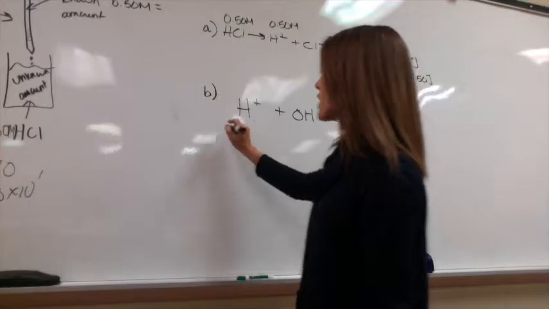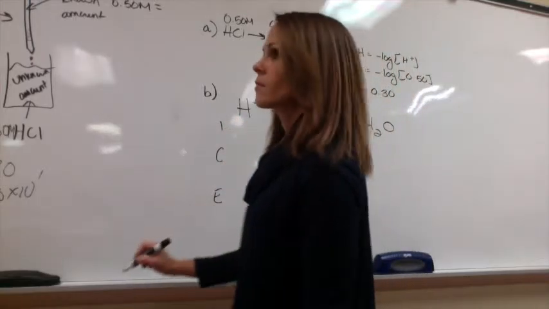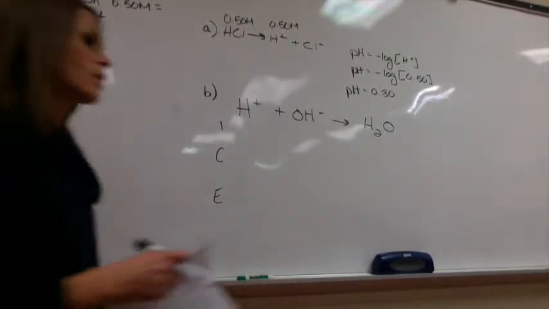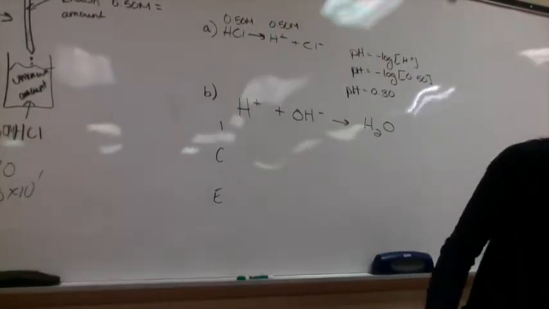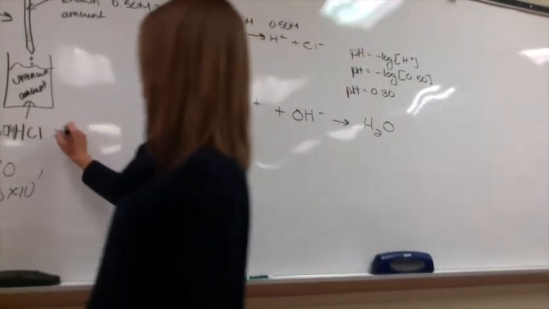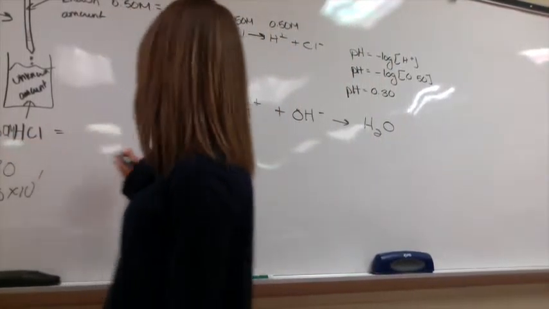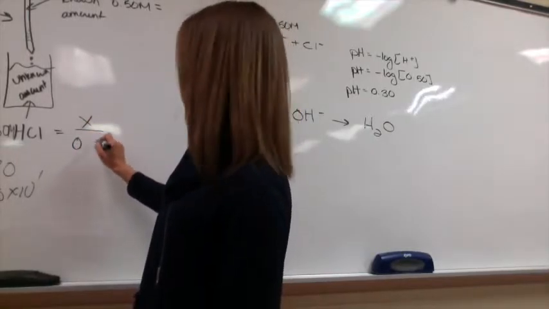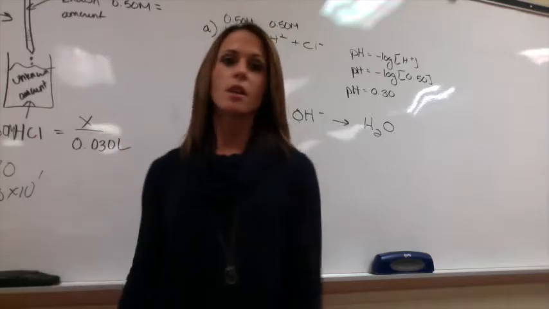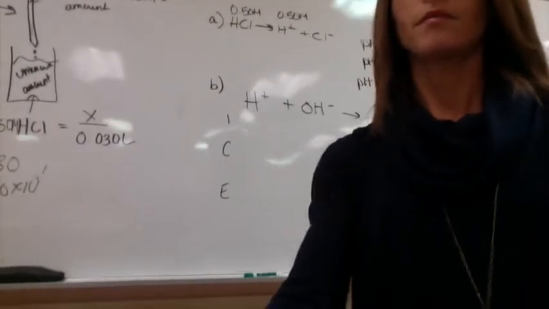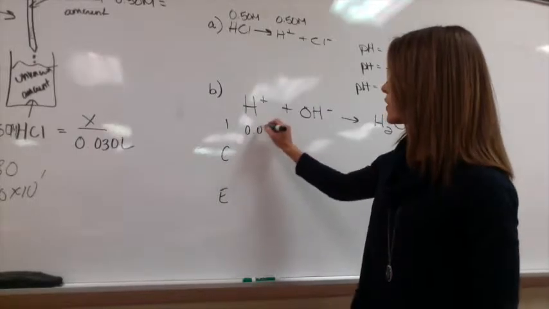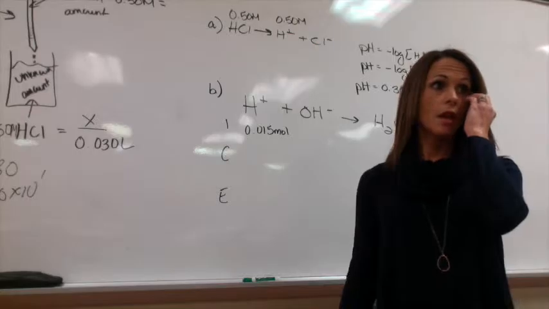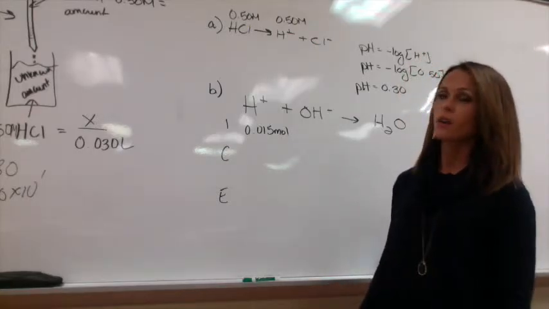So how many moles of H plus do I have in here? Original moles of H plus. Thank you. It gave you your molarity and it gave you your volume. So 0.50 molar is x moles over 30 milliliters, so 0.030 liters. So you have 0.015 moles of H plus floating inside your beaker.